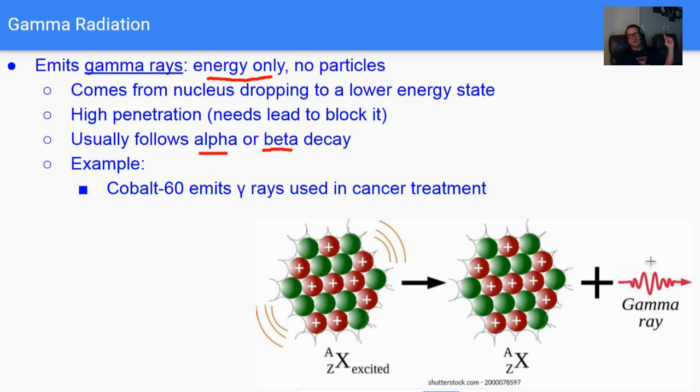Now these are highly penetrating, and it's called ionizing because they're powerful enough to knock the electrons off the atoms in your body, creating ions. And those ions can wreak havoc in the body. So this is the most dangerous type of radiation. Remember, no particles, only energy.